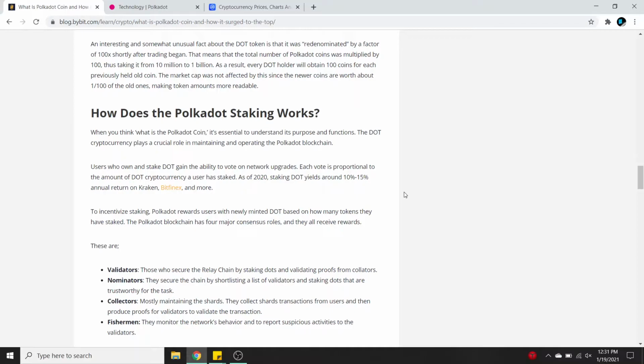So, how does Polkadot staking work? Well, when you think, what is the Polkadot coin? It's essential to understand its purpose and functions. The DOT cryptocurrency plays a crucial role in maintaining and operating the Polkadot blockchain. Users who own and stake DOT gain the ability to vote on network upgrades. Each vote is proportional to the amount of DOT cryptocurrency a user has staked.